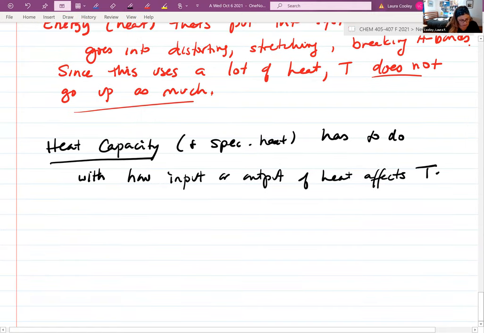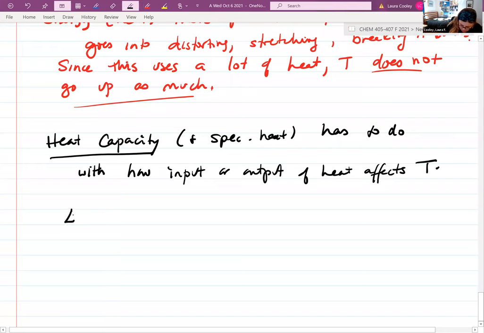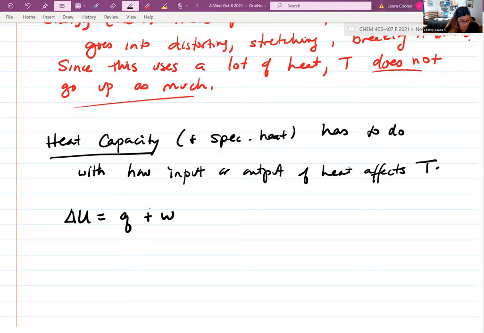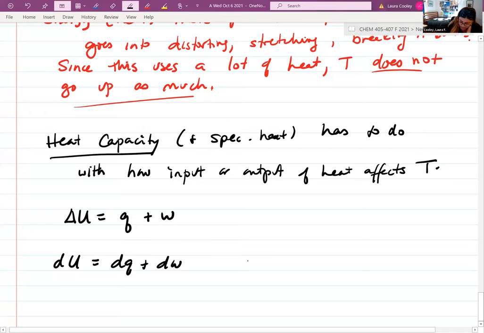So if we go back to the first law, Q plus W, I have to tell you that a lot of times we don't use the first law in this particular form. Lots of times we have to start by looking at small changes in internal energy that come about by infinitesimal inputs and outputs of heat and work. So we really often use the differential form of the first law. So this is the differential form.